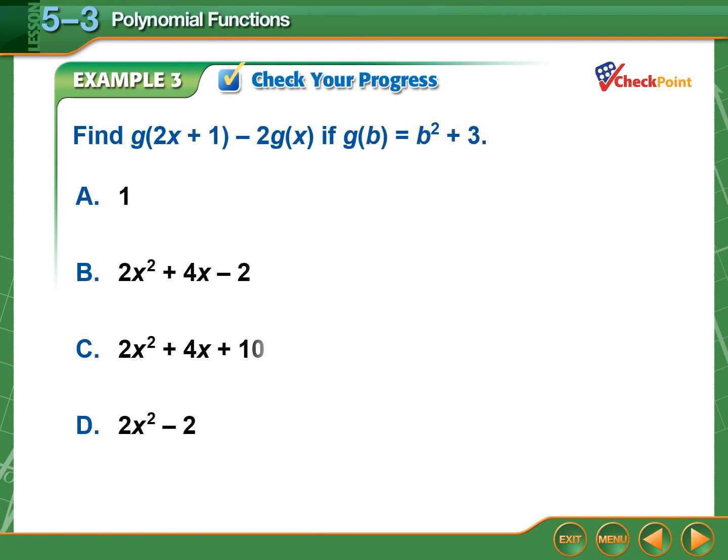All right, now it's your turn to check something out. You're going to take g of 2x plus 1 minus 2 times g of x, just like we had before, two pieces, plug them into this g of b equals b squared plus 3, and solve and simplify. When you do that, you should come up with 2x squared plus 4x minus 2.